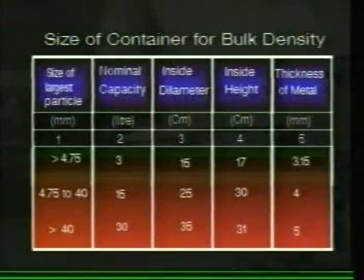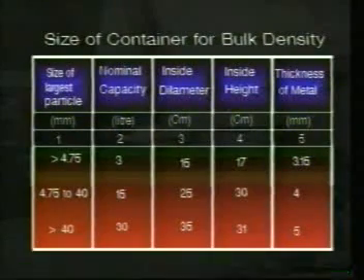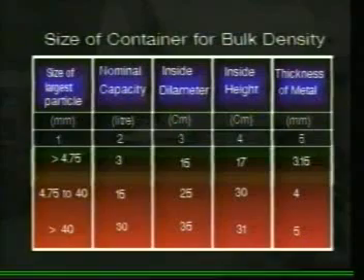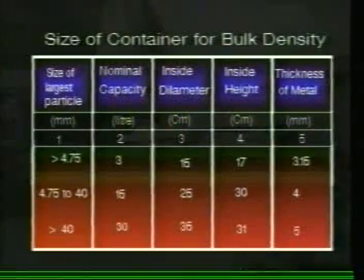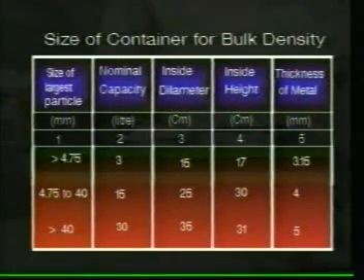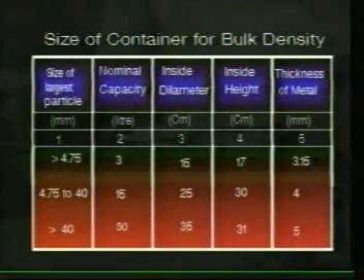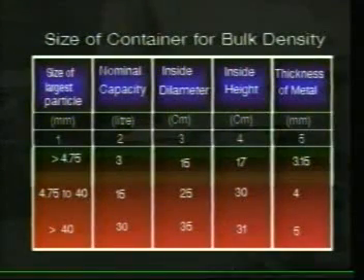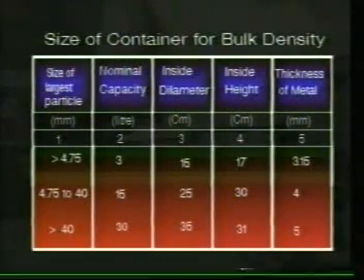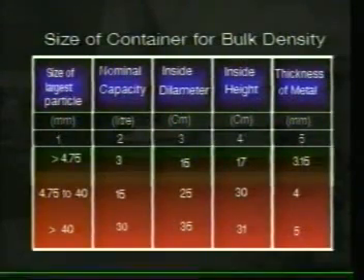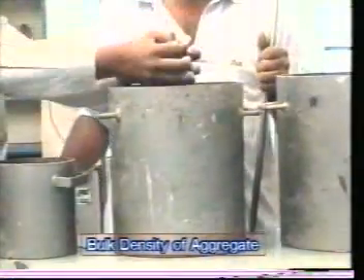As you can see in the table, the sample now selected passes through the 40 mm sieve and is retained on 4.75 mm sieve. The corresponding metal measure for determination of bulk density is 15 liter capacity, whose inside diameter is 25 cm and whose inside height is 30 cm. Thickness of wall of measure is 4 mm. Now this metal measure is selected.